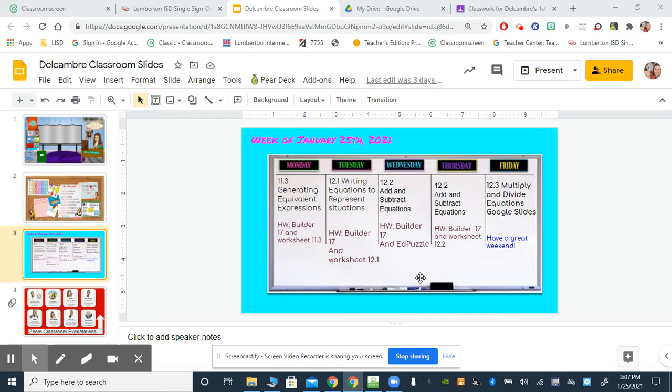All right, so we finished up 11.3 today. You'll have your Builder 17 and your worksheet on 11.3. Tuesday, we're starting off writing equations to represent situations. Wednesday and Thursday, we're going to be doing adding and subtracting equations. And then Friday, we're going to be doing multiplying and dividing equations, and we have a Google slide activity that we will be doing there.